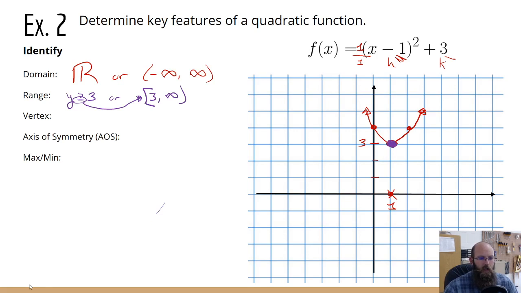Next, we're looking at our vertex. And our vertex is the coordinate point that came from our graph. Vertex is this piece right here. And that is at 1, 3.